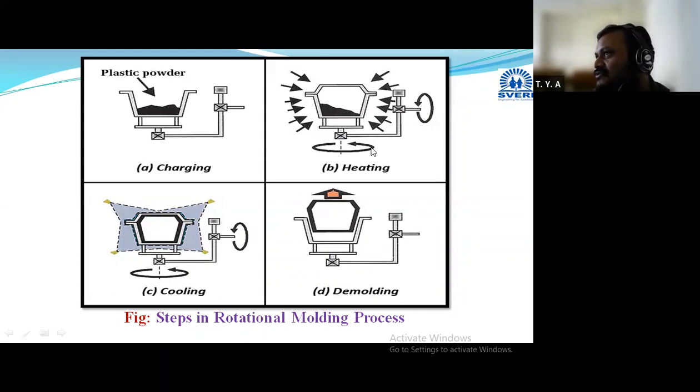Okay, these two directions of rotation will be provided, and due to rotation, the powder particles will get attached to the mold wall. Okay, and after cooling for thermoplastic material, or after providing some curing time for thermosetting material, it will be removed from this mold and the final component is obtained. So this is the rotational molding process.